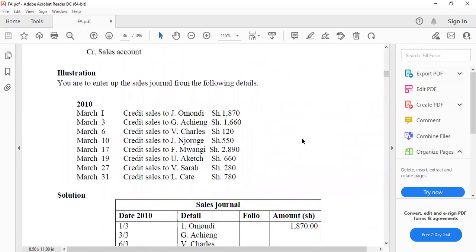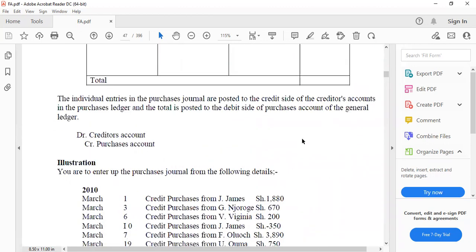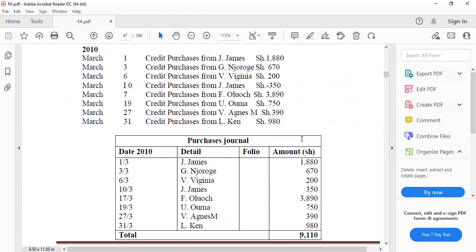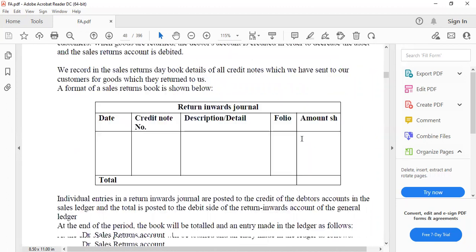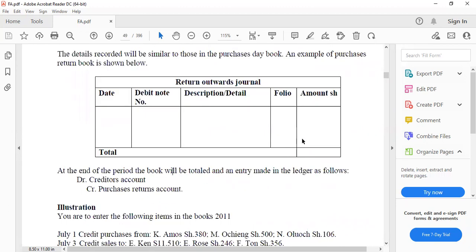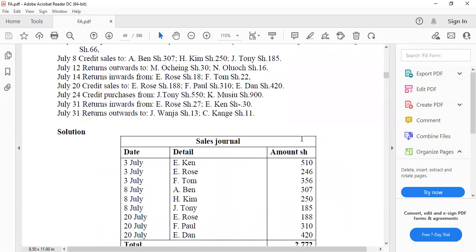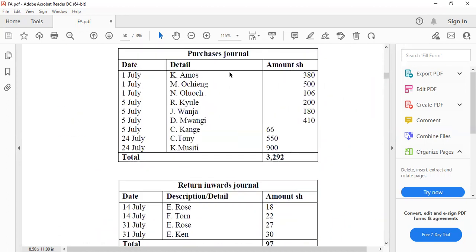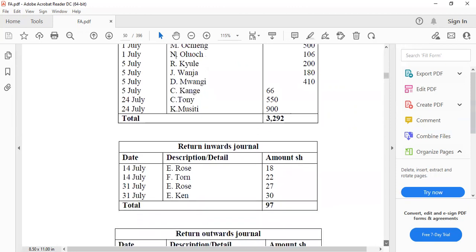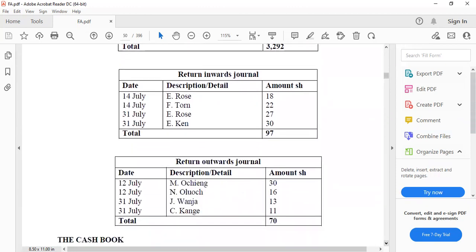I've moved very fast. Let me go to where I'm supposed to be. Good, I was saying that when you open up the sales journal, you open the purchases journal, you'll end up open return inwards journal, and finally, you open up returns outward journal.